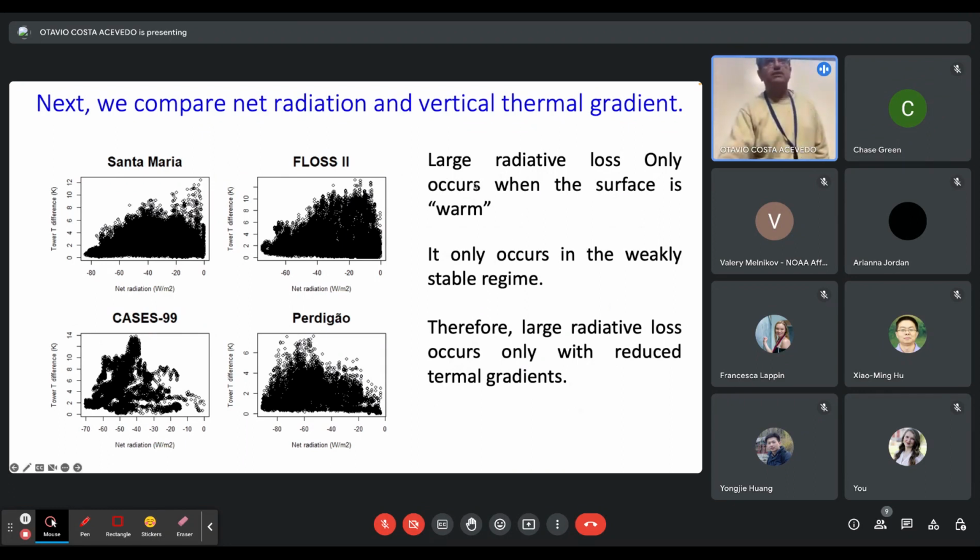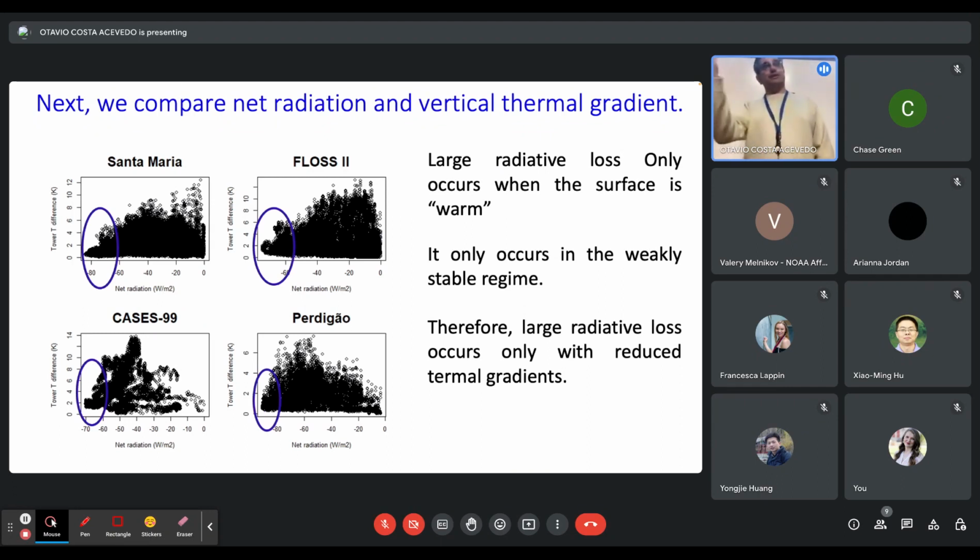Why did I ask that? Because that's not what data shows. The data shows that when you have large radiative loss, you have small temperature gradients near the surface. In all four experiments, maybe not so at Perdigão, but even at Perdigão, it's there. You see? And why is that?